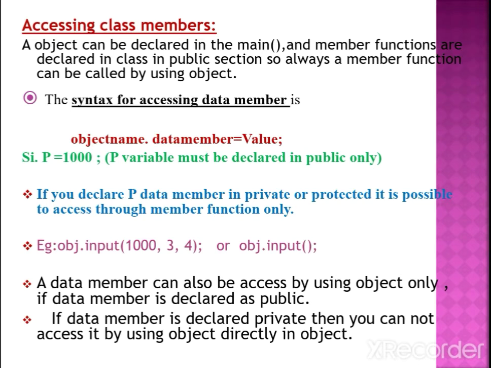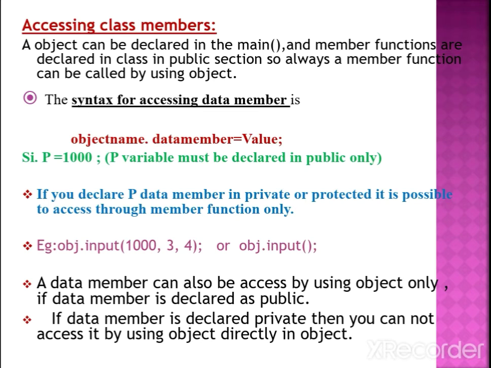Then only it is going to be accessed. Otherwise the compiler will show you an error message because private data members cannot be accessed directly. If you declare the p data member in private or protected, it is possible to access it through a member function only.